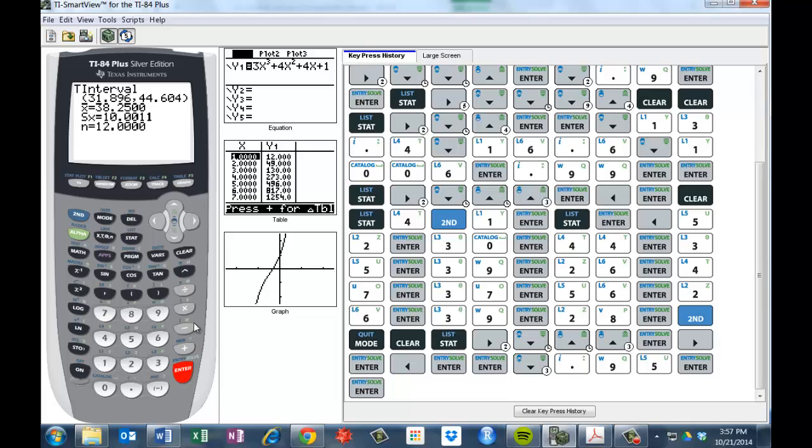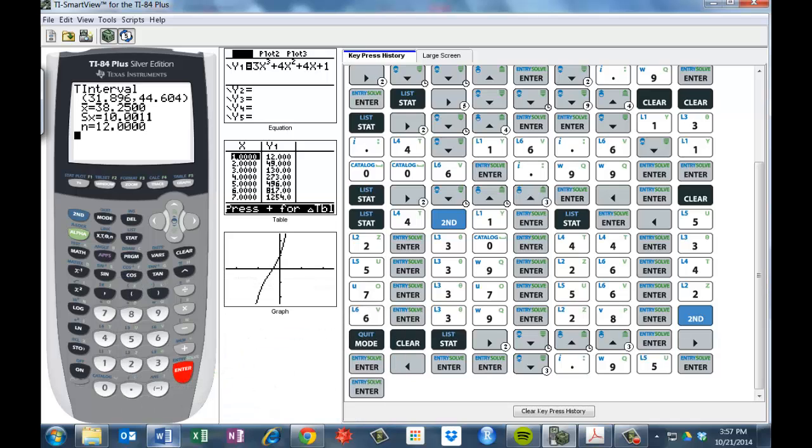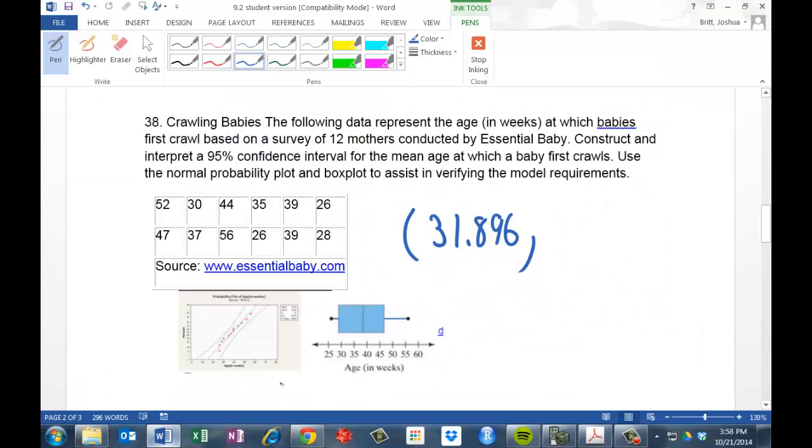So we get a lower bound of 31.896 and the upper bound is 44.604.